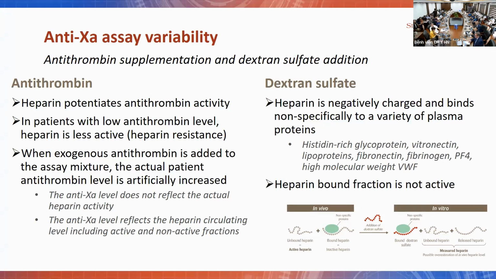And in that case, when you use this kind of test, you will potentiate the activity of heparin, especially in patients who have deficient antithrombin, because you will artificially make the level of antithrombin higher, and you will artificially make also the anti-Xa activity higher. And the dextran sulfate, I also already explained why it generates higher results, just because you free heparin from its binding.